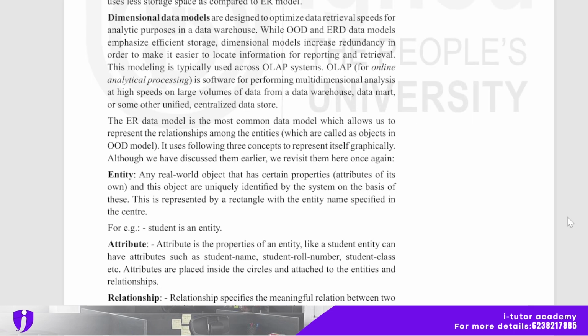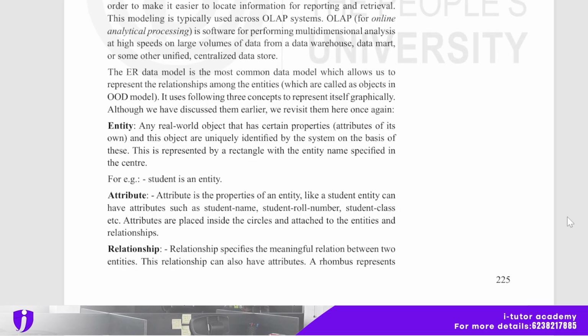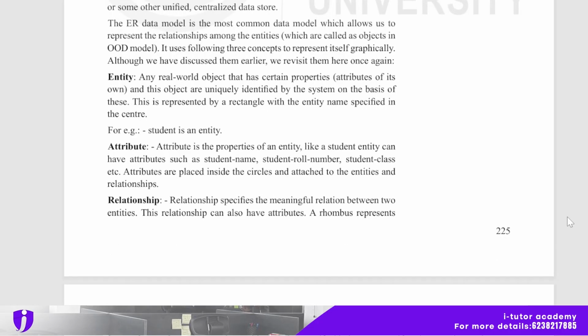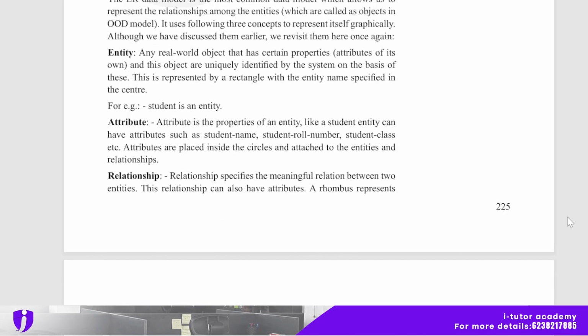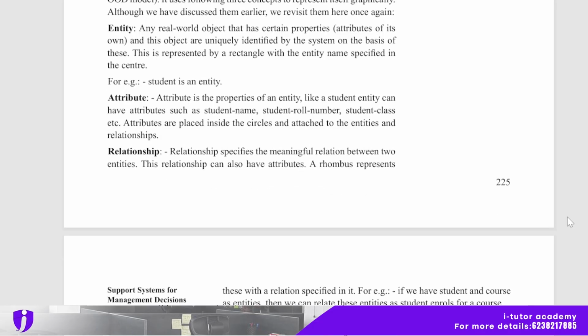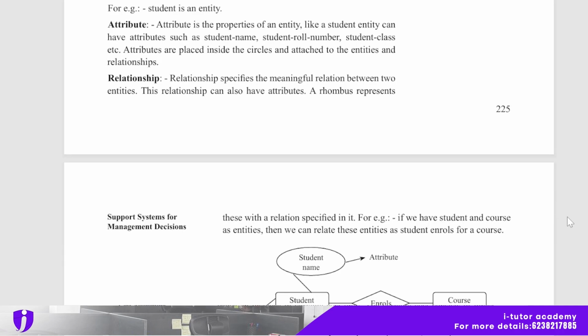Entity: any real world object that has certain properties, and these objects are uniquely identified by the system on the basis of this. For example, student is an entity. Attributes are the properties of an entity. Like a student entity can have attributes such as student name, roll number, class, etc. Relationship specifies the meaningful relation between the entities. This relation can also have attributes.